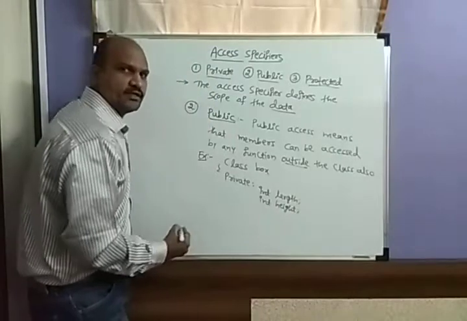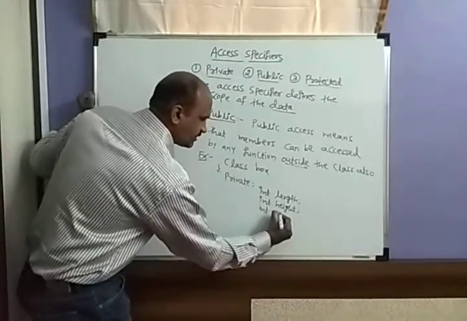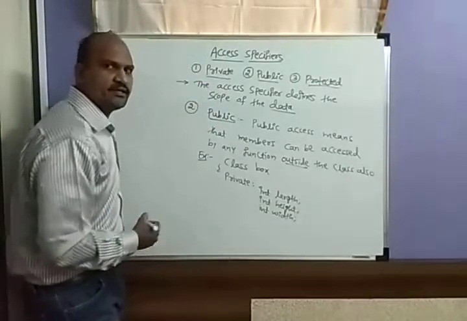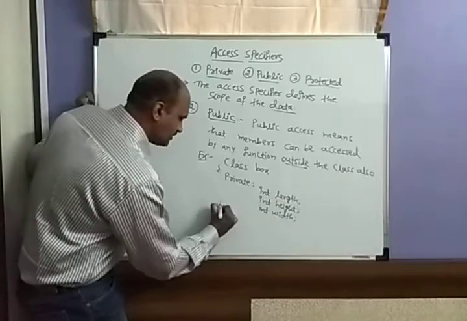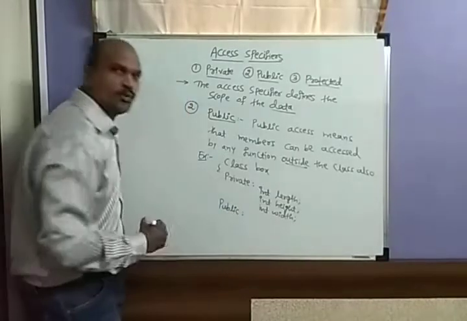Okay. Then int width. So we are taking three variables: length, height and width. Then this is private. Then I will define the public access specifier, which is public colon.